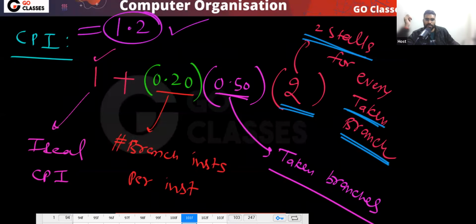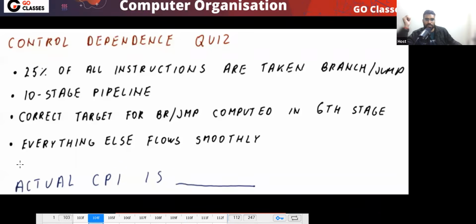Very simple, right? Now let's see the next question. What about this question? Can you solve this and tell me the answer? Control dependence quiz.